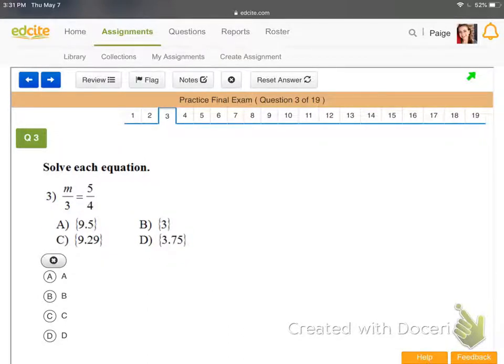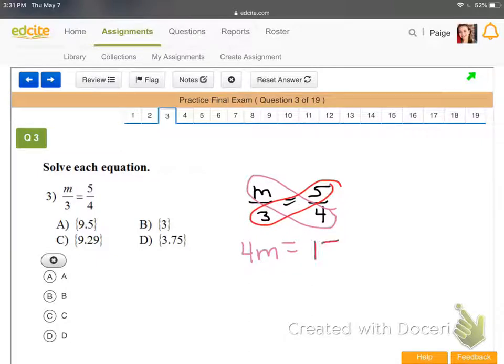All right, number three. Number three is our proportion. I've got m divided by 3 equals 5/4. Remember, we're going to cross multiply. So 4 times m gets me 4m, and 5 times 3 gets me 15. Last thing I need to do is just divide by 4. This one's going to get us a decimal, which is fine. 15 divided by 4 gets me 3.75. So my answer here is D.